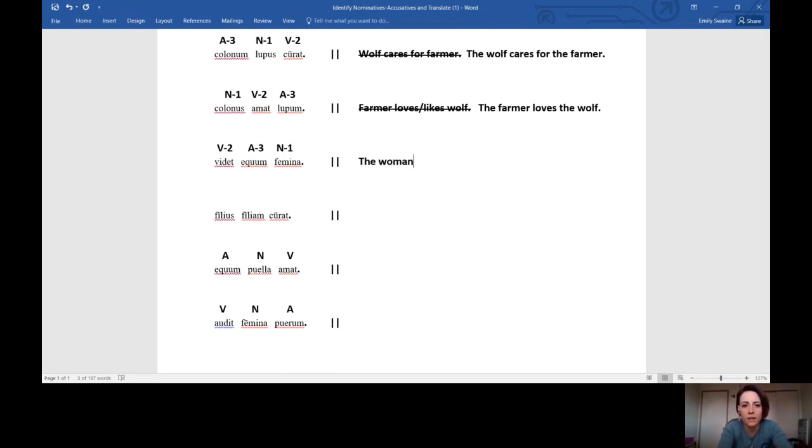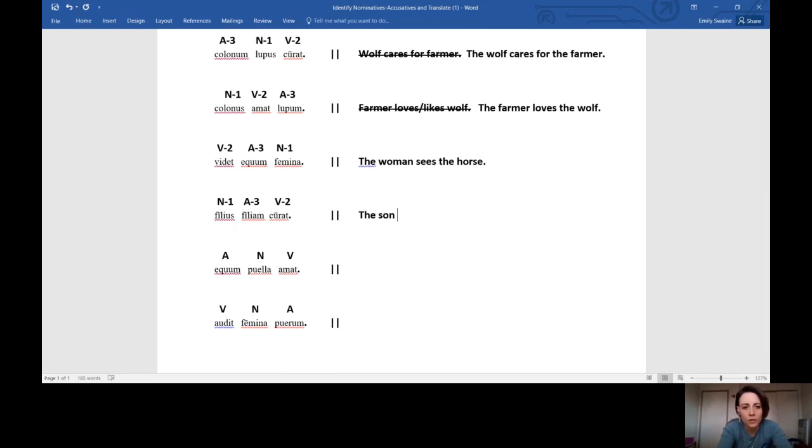Yeah, we don't have to keep crossing out the basic sentence, right? So the woman is our N1. And then videt is our verb, sees or does see or is seeing. And then equum is the horse or a horse. So the woman sees the horse. All right. Filius is our N1. It is nominative. Filiam is accusative, so it's a 3. And then curat is a verb, so it's a 2.